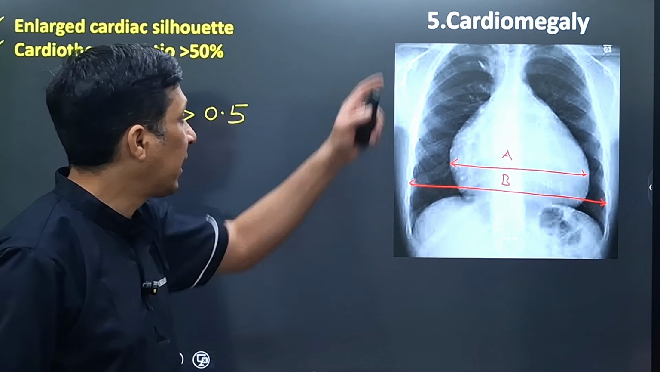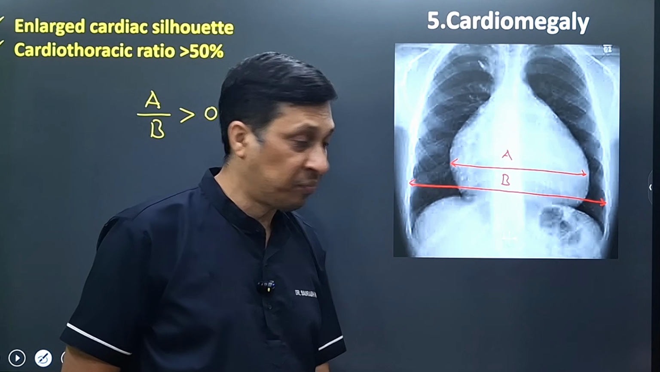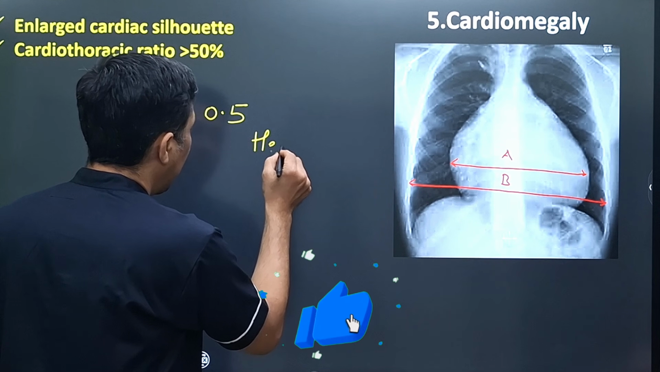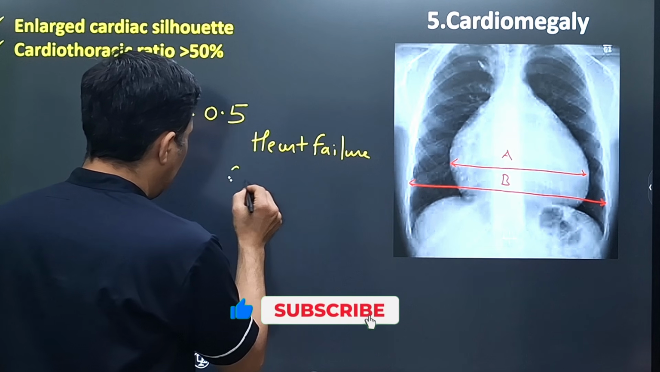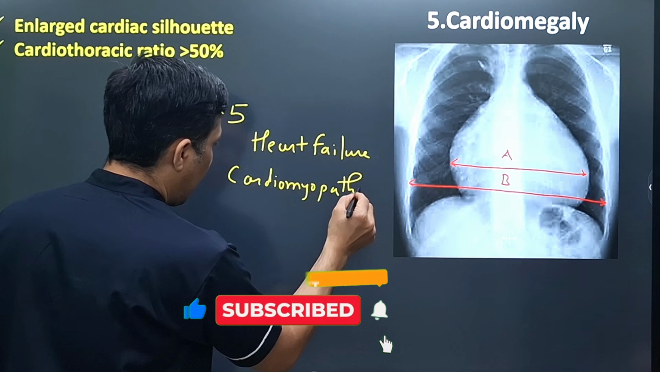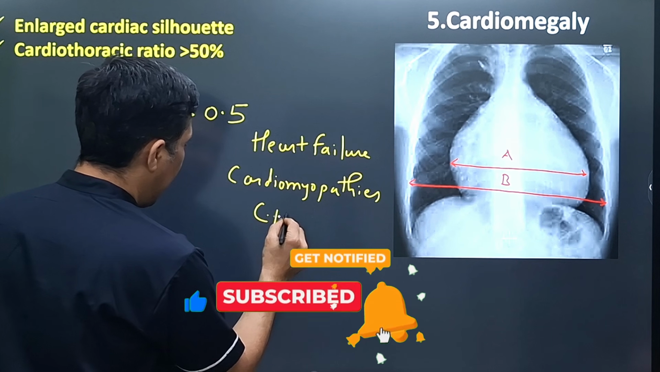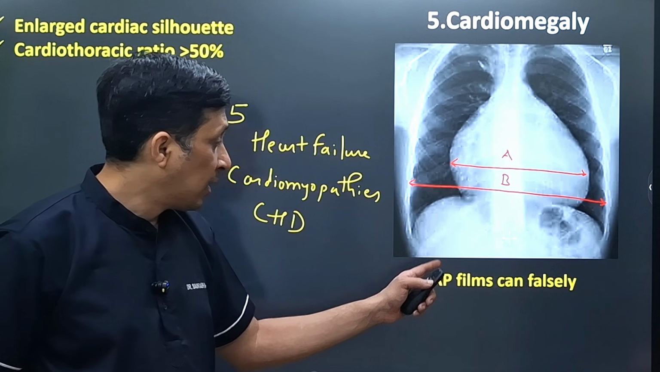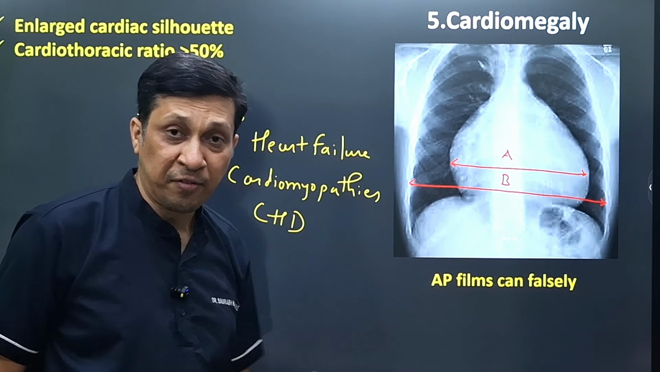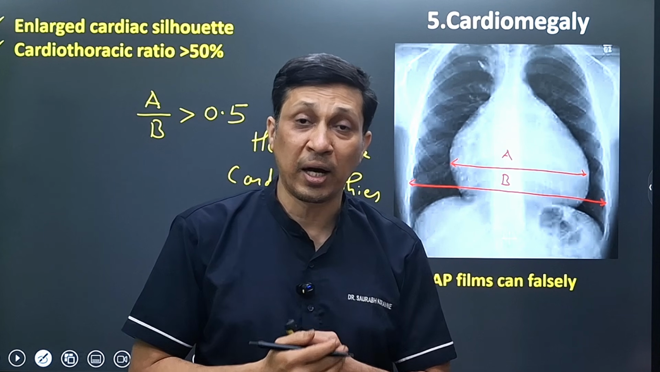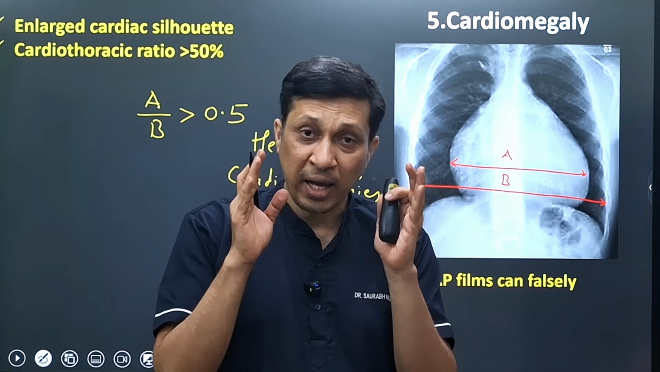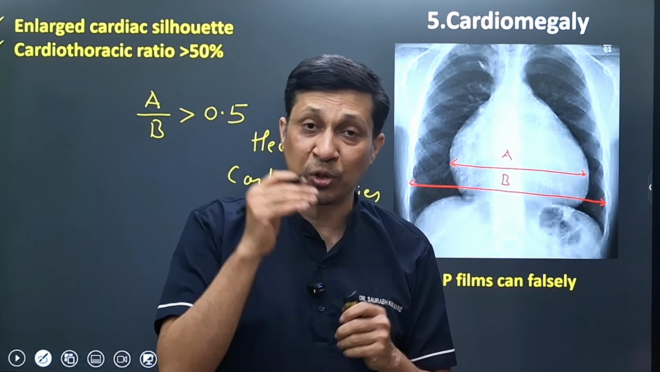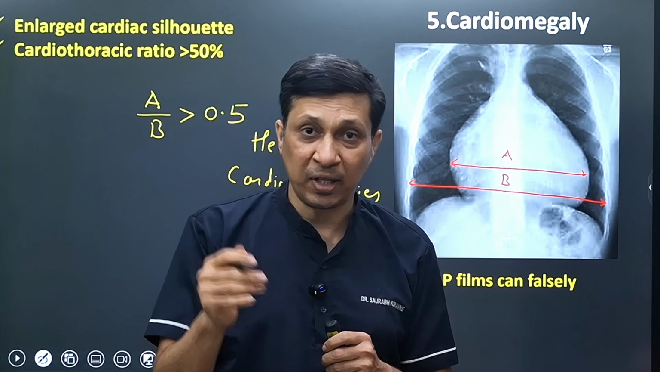And this is the X-ray chest of cardiomegaly. This X-ray chest of cardiomegaly you can get in heart failure, cardiomyopathies, and certain congenital heart diseases. The important thing here is that the anteroposterior films can falsely show cardiomegaly, and hence to diagnose cardiomegaly you must have a PA film, that is posterior anterior X-ray chest film.